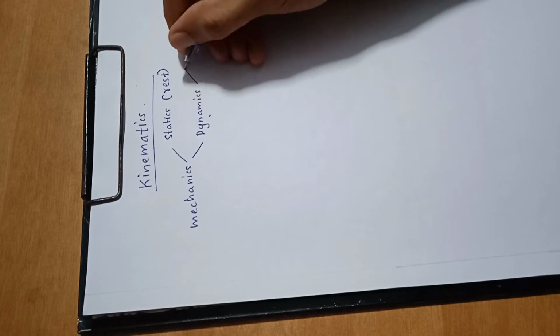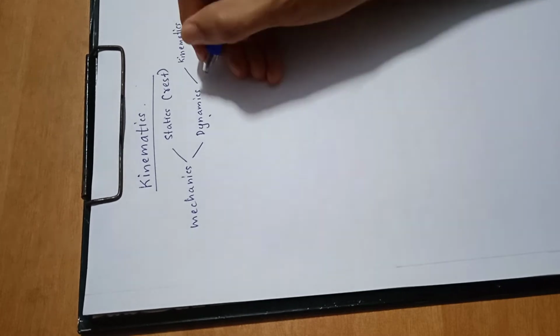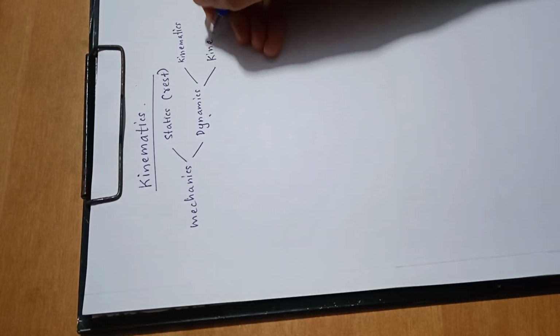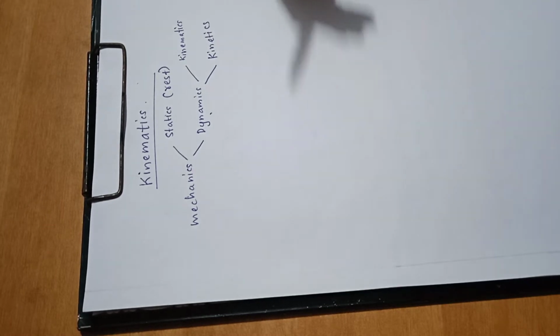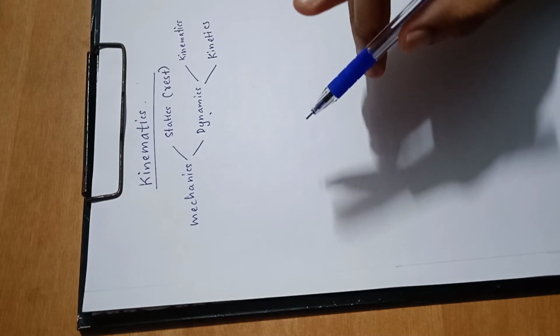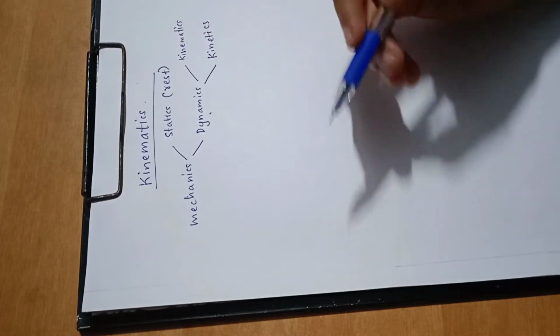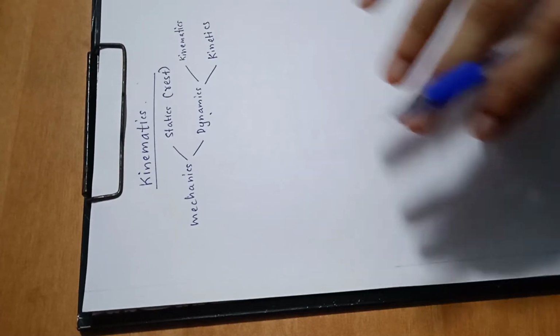Here there are two sub branches, which are kinematics and kinetics. Kinematics is a sub branch where we do not consider the force on a body. Kinetics is a sub branch where we consider the force caused by the motion, or we are dealing mainly with the force that creates the motion. In kinematics, we are considering only the motion, and we are avoiding the force that causes this motion.